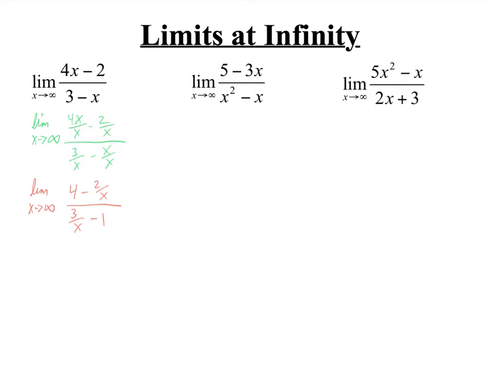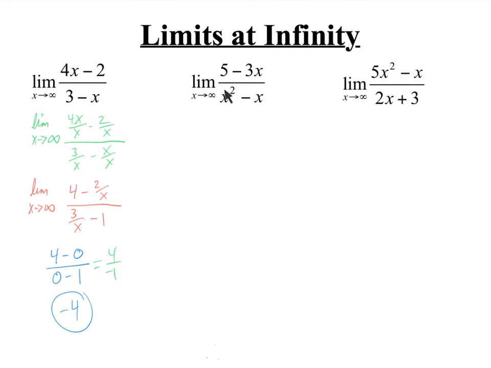So now, when I plug in infinity, that would be 4. That would be 0. 3 divided by infinity is 0, minus 1. So the answer is 4 minus nothing over nothing minus 1. Again, this is 4 when you plug in infinity. 2 divided by infinity is 0. 3 divided by infinity is 0. And negative 1 stays negative 1. So that becomes 4 over negative 1. So my value for this limit is negative 4.